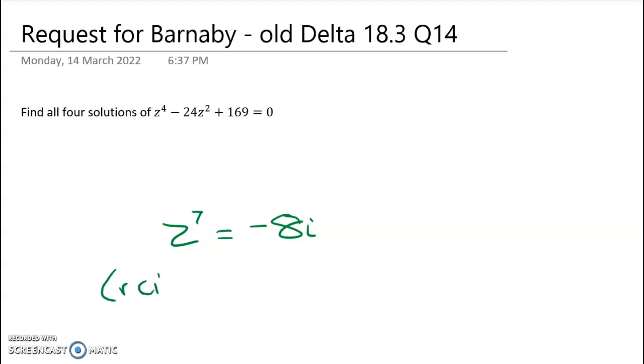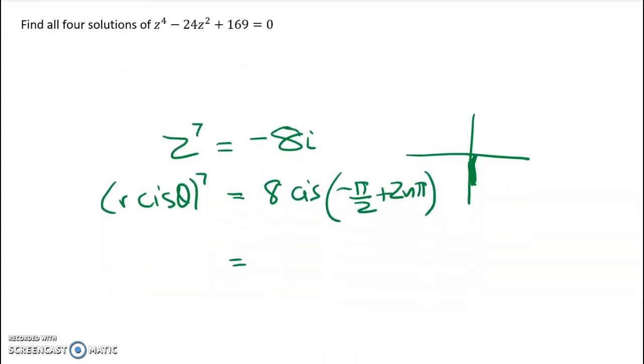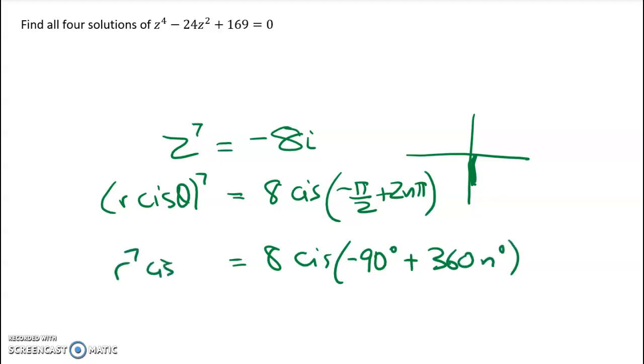So we'd start that one off by going like this. r cis theta to the power of 7 is equal to, thinking about negative 8i, that's down here, so it'll be 8 cis negative pi on 2 plus 2n pi. Or in degrees, we'd have 8 cis negative 90 degrees plus 360n degrees. And we work it through from there like this.